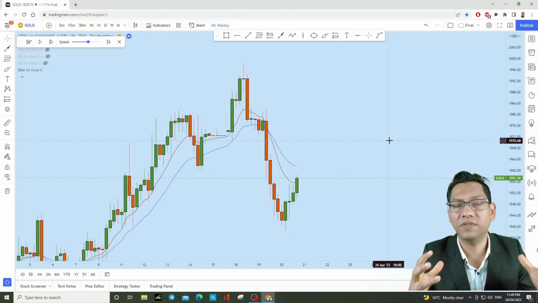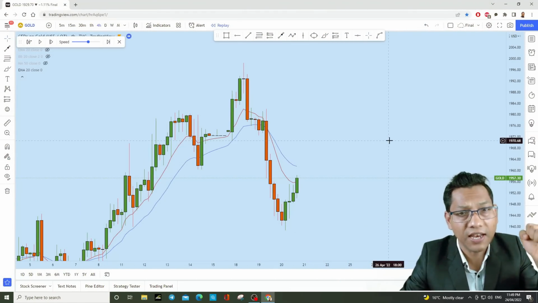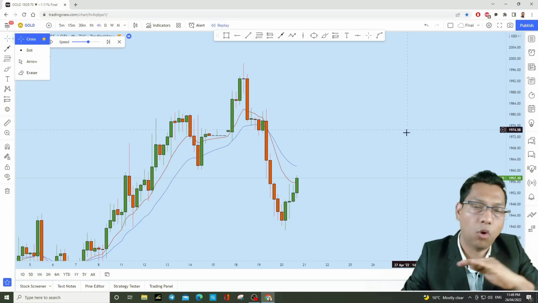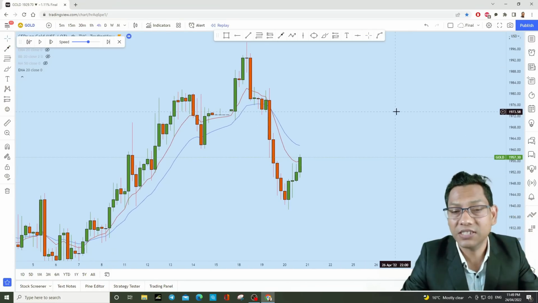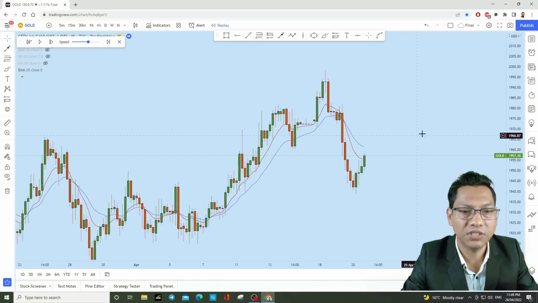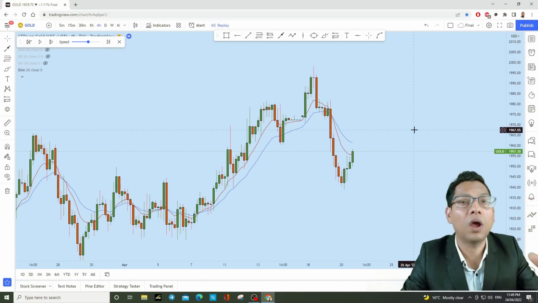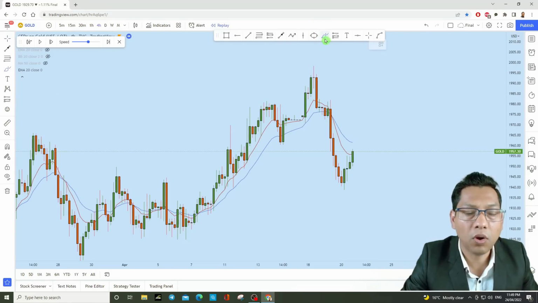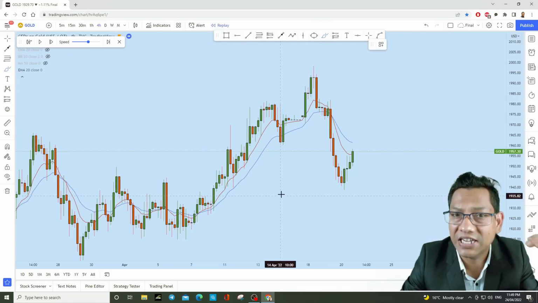As you know, gold is very volatile, and this strategy really works well on gold among all currency pairs. Let's start with gold and we'll see other currency pairs as well. So what you see here is gold on the 4 hour time frame. First of all, find the direction of the trend.